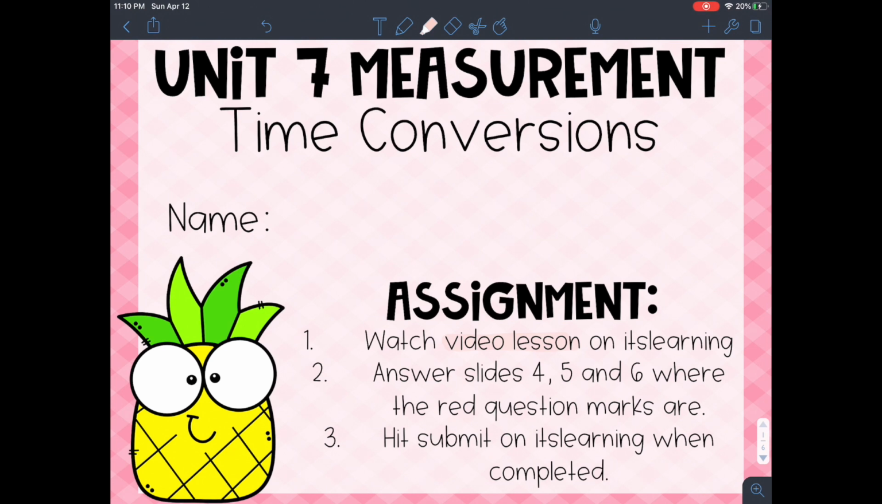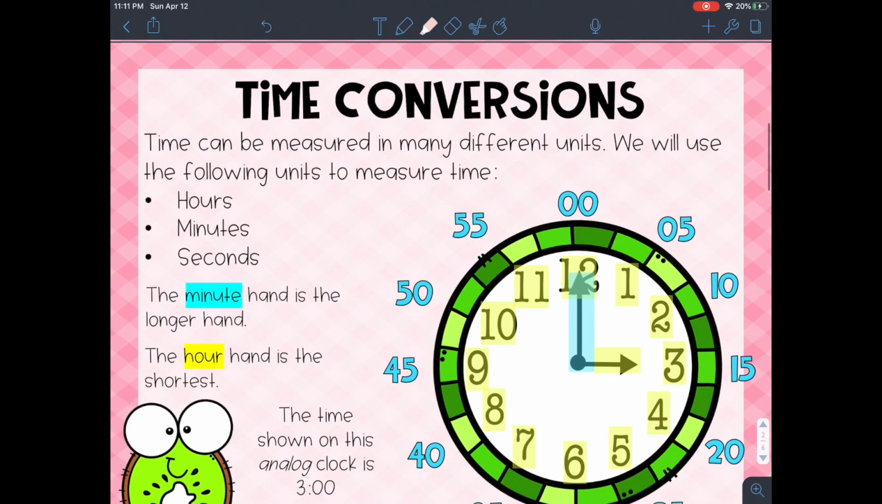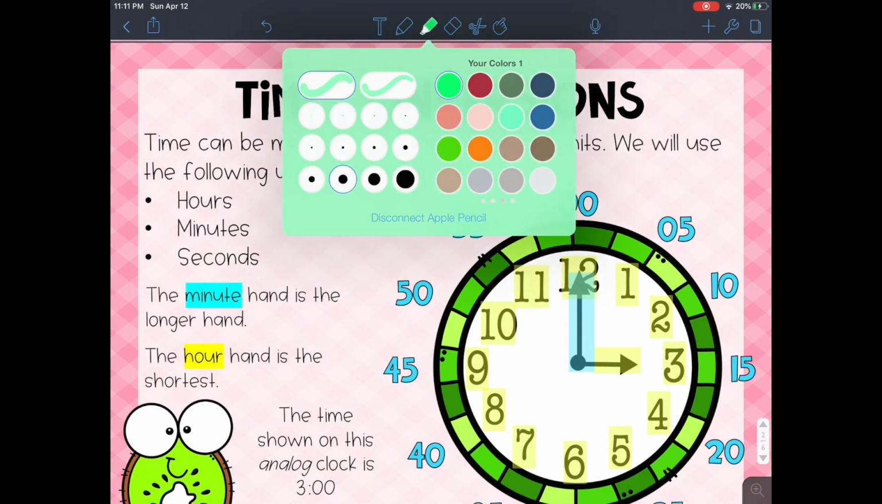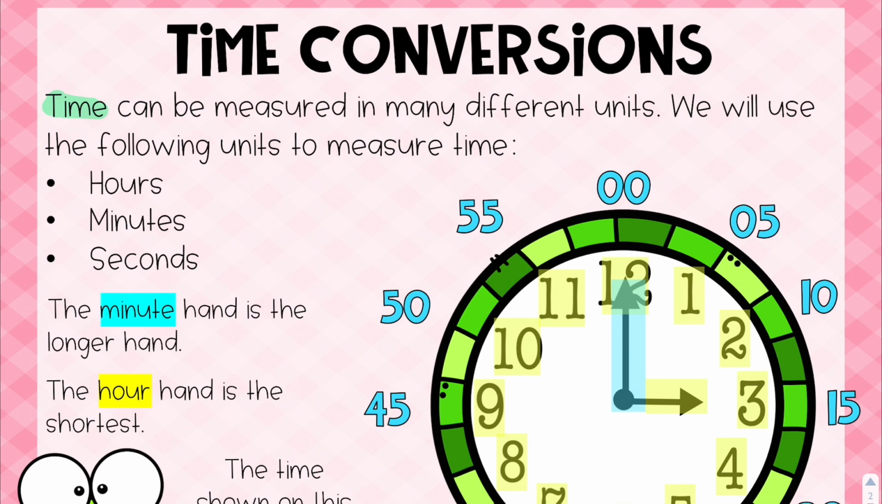So we're going to be doing something called time conversions. This is the video lesson you're watching. After the video lesson and throughout the video lessons, slides 4, 5, and 6 have guided practice and independent practice. So we're going to get started talking about time conversions, what that means, all about time. Time can be measured in many different units.